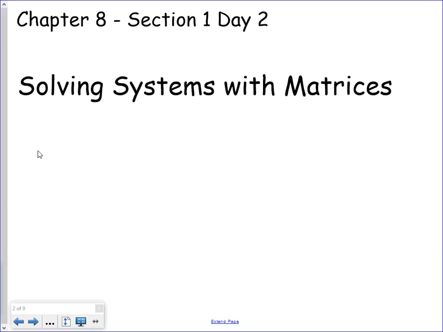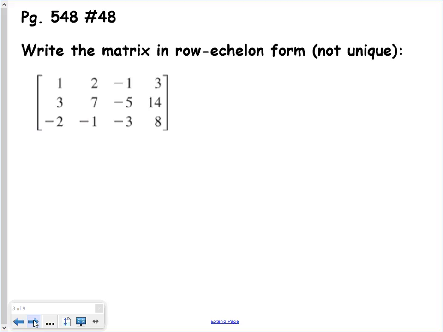Okay, so we're going to solve systems with matrices. My first example is not really solving a system. Some people are having small issues with this. Why does it say not unique? There's not a unique method to write in row echelon form. There are multiple ways to get this done.